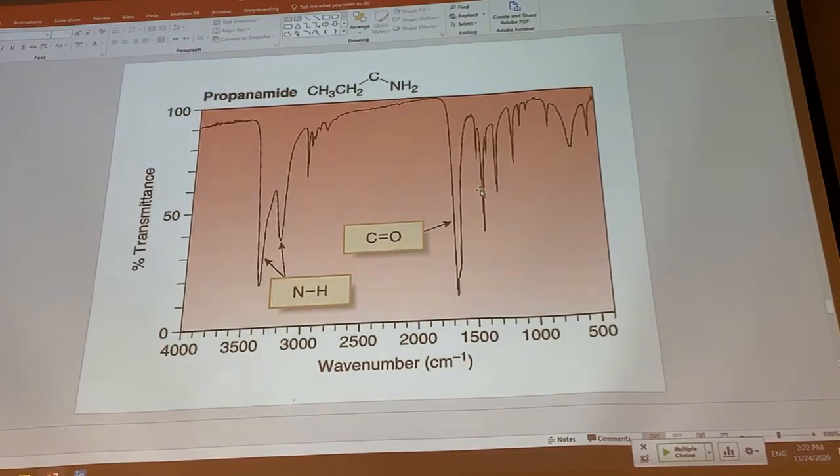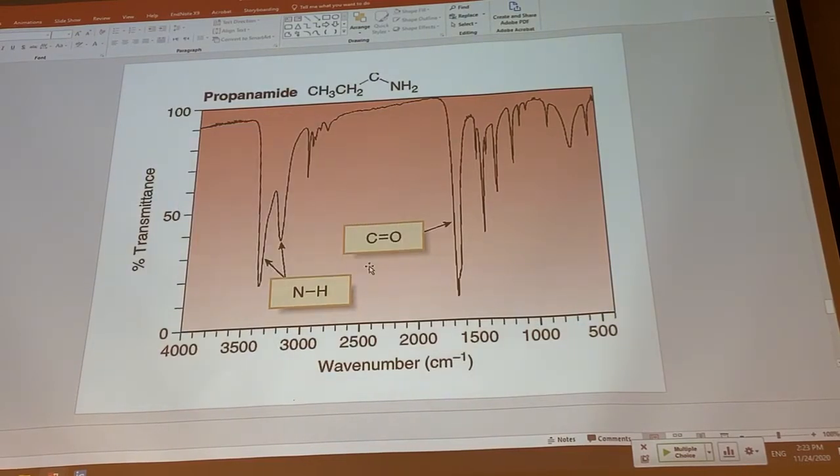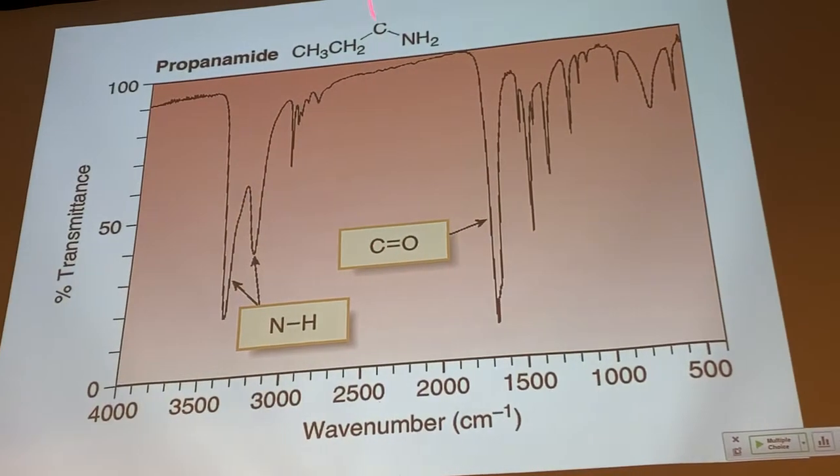If we have an amide, we have a carbonyl group and an NH2 in this case. This is a carbonyl right here. It got cut off for some reason on this particular slide. I guess I'm not even in the slideshow here, but that was the wrong button I was supposed to press. Let's try that. Okay, looks a little bit better. Still cut off, but that's supposed to be a carbonyl there.